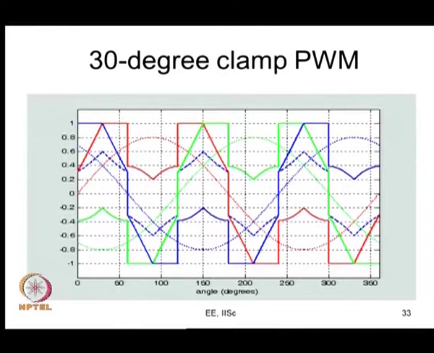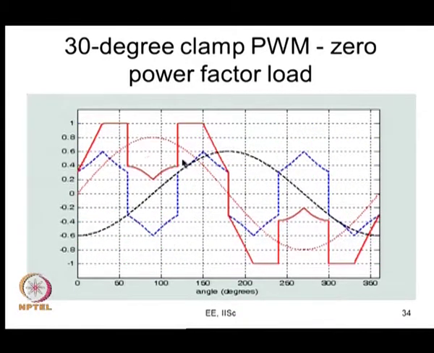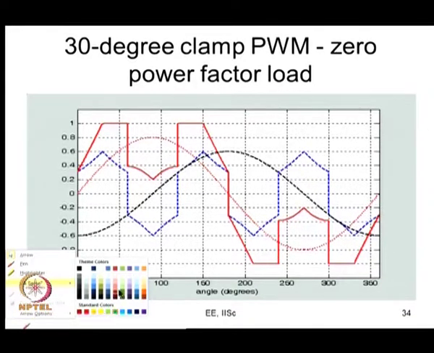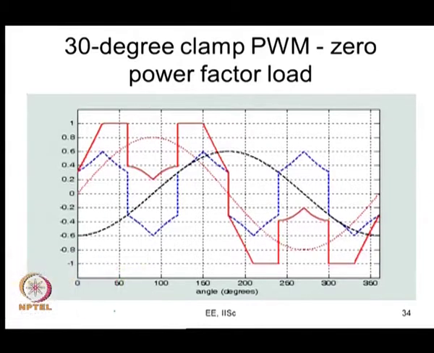Another very nice PWM method. This is the PWM method which gives you the lowest harmonic distortion among all the bus clamping PWM methods, as I have mentioned before. So, now let us say you consider a 30 degree clamp PWM and you consider 0 power factor load. How is that? If you do that exercise, how are you going to get it? Let us say I will choose the same color here, fine.